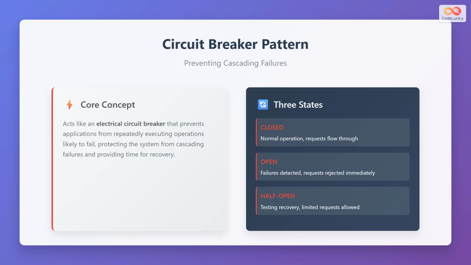The closed state is the normal operating mode where requests flow through normally. When the number of failures reaches a configured threshold, the circuit breaker transitions to the open state. In the open state, the circuit breaker immediately rejects requests without attempting to call the failing service, returning an error or default response. After a configured timeout period, the circuit breaker enters the half-open state, where it allows a limited number of test requests to determine if the service has recovered. If these requests succeed, the circuit breaker returns to the closed state. If they fail, it returns to the open state.